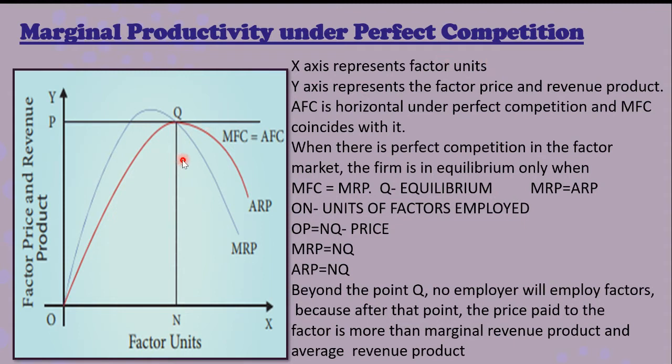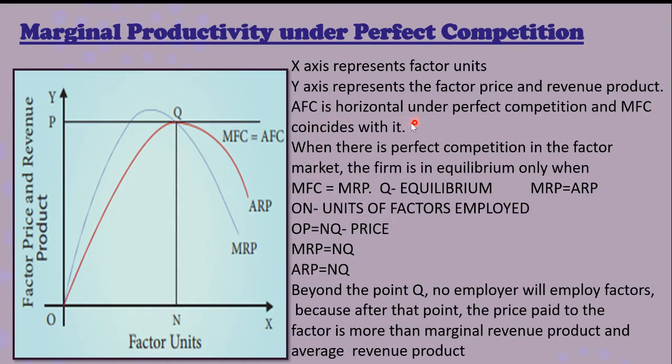So here we have the graph. On the x-axis, we have plotted the factor units. Factor units means land or labor or capital or organization, anything you can take. Here we have the factor price and the revenue of the product. X-axis represents factor units. Y-axis represents the factor price and revenue product.